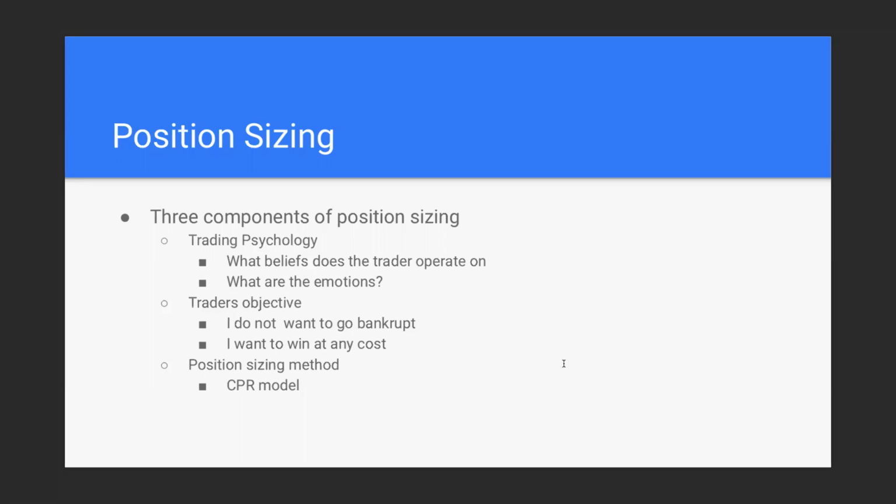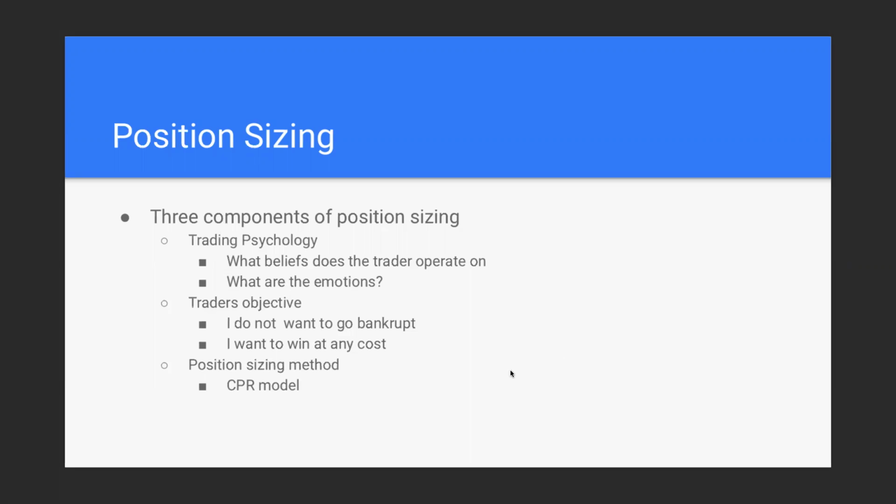Then the second one is trader subjective. As I mentioned, the trading psychology is very, very important. The trader operates on what he thinks about the market. Where is it heading? And all those kind of things. Then the last is the model. How do you determine the position sizing method, which is called the CPR model?